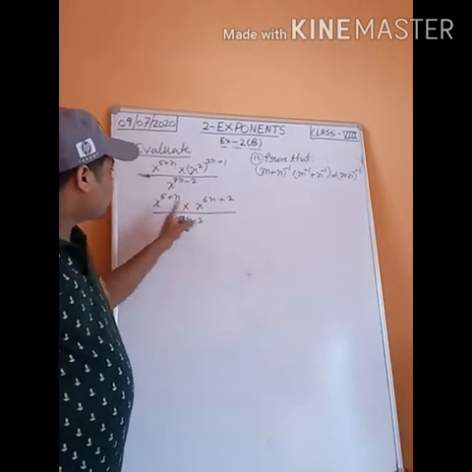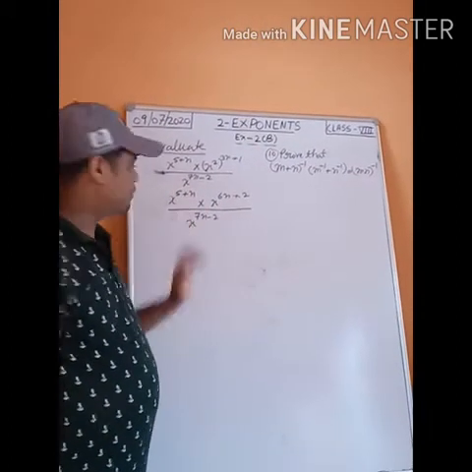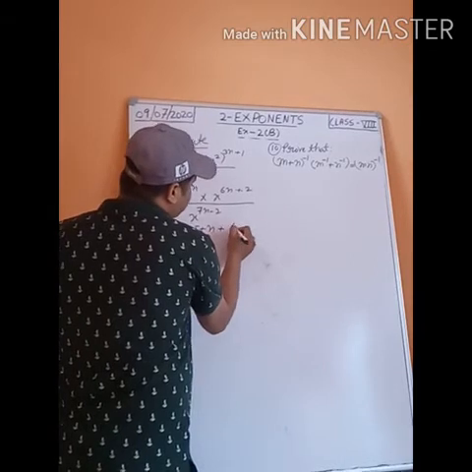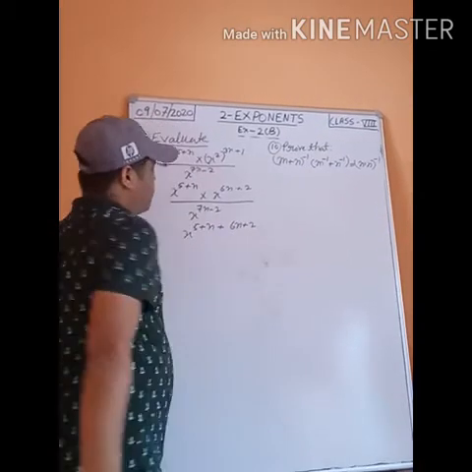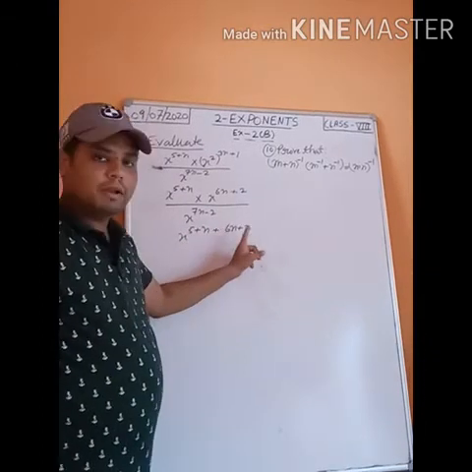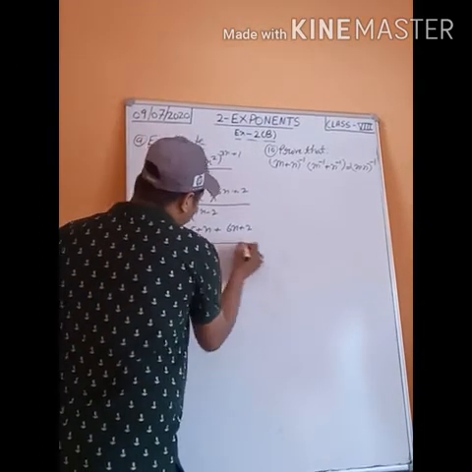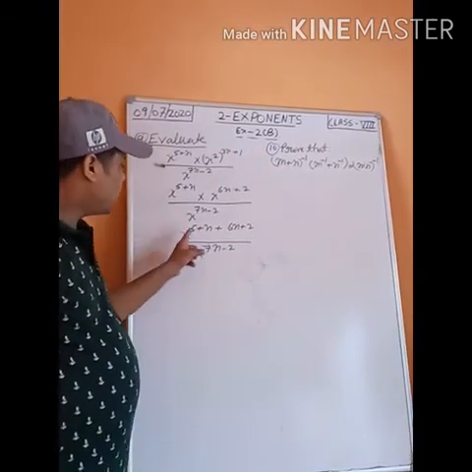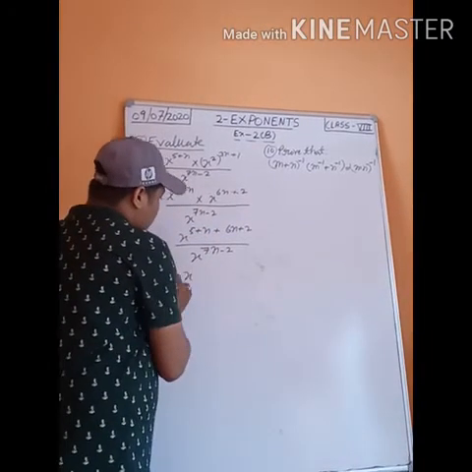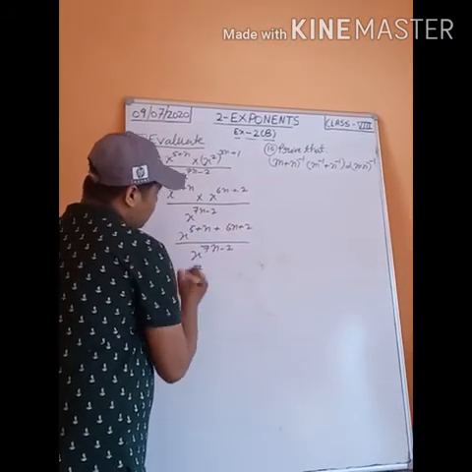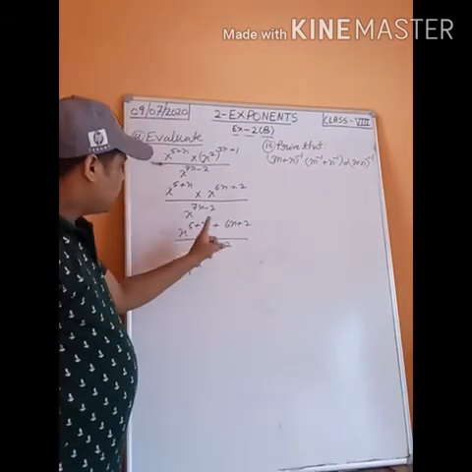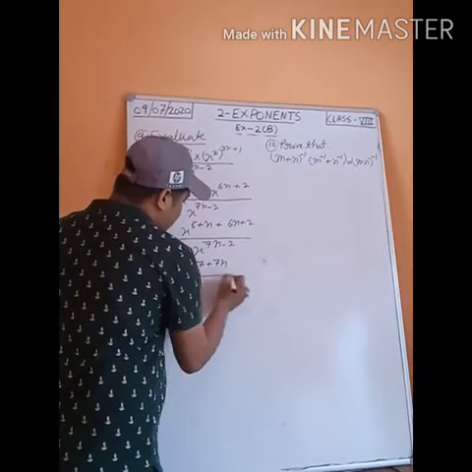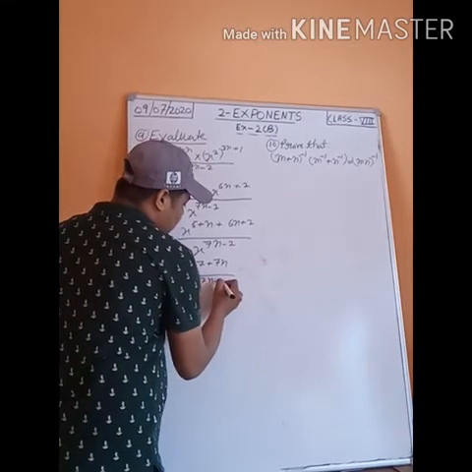Then they both are in multiply, so we can add the powers. So x raised to the power 5 plus n plus 6n plus 2 upon x raised to the power 7n minus 2. Now we will solve this power. So x raised to the power 5 plus 2, 7, plus n plus 6n, 7n, upon x raised to the power 7n minus 2.